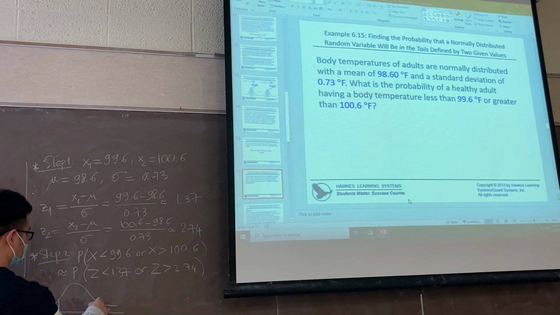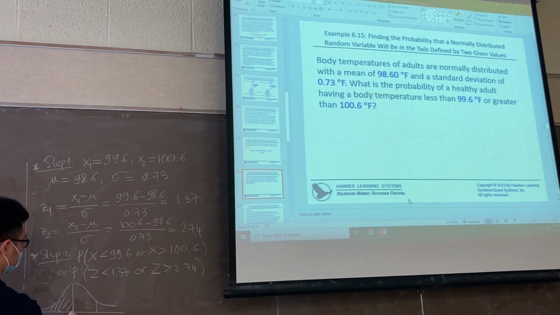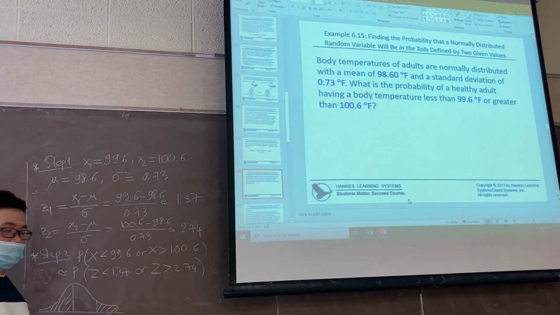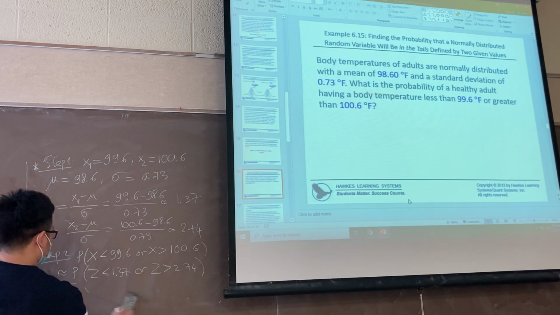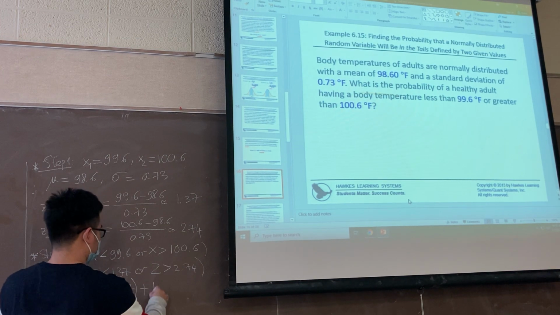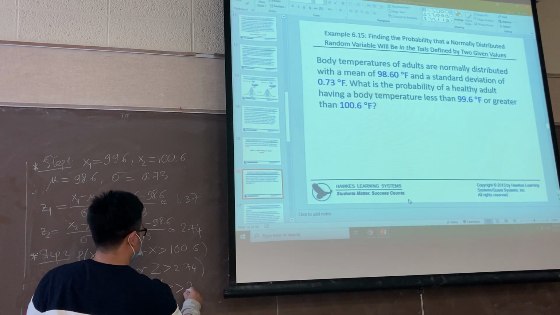So you see that here, 1.37 and 2.74. So the probability of this one is approximately equal to the area of this region plus the area of this region, right? So it means that it's equal to the probability of this plus the probability of this value. So I can write down exactly the probability of z less than 1.37 plus the probability of z greater than this number.